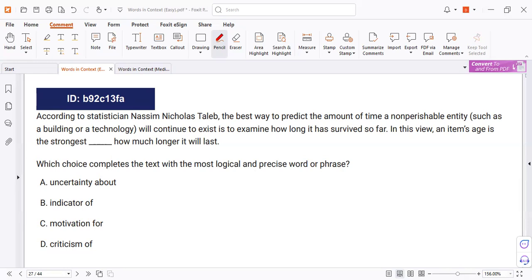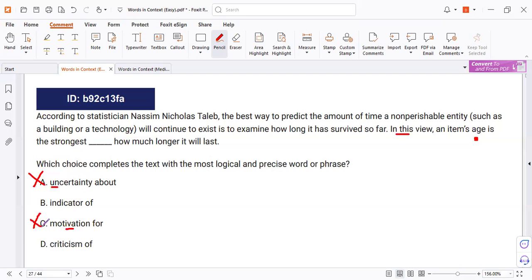You made it letter C, but no. Let me help you. Always follow the rules. He said in this view before, an item's age is what for how much longer it will last. Uncertainty, do we have here doubt, unsure? No, so it is wrong. Do we have here motivation, meaning the reason? Is the age the reason for how much longer?